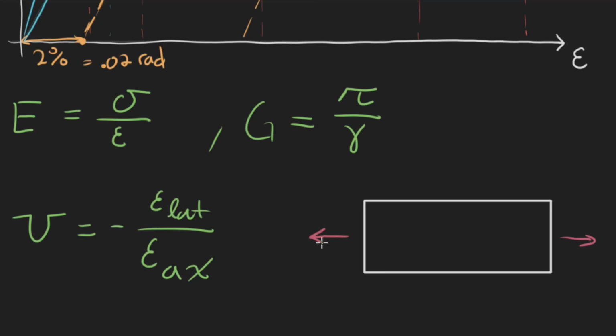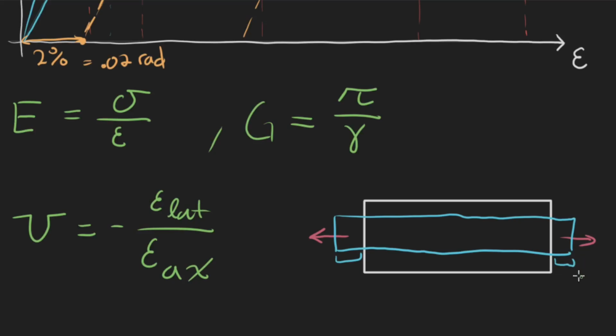What's going to happen is it's going to lengthen, right? But because of conservation of volume, it's also going to get a little bit thinner. So we're going to get something that looks like this. There's going to be a change in length, which would be this length right here plus this length right here, in the axial or longitudinal direction. But there's also going to be a change, which would be this length plus this length, in the lateral direction, perpendicular to the axial direction.